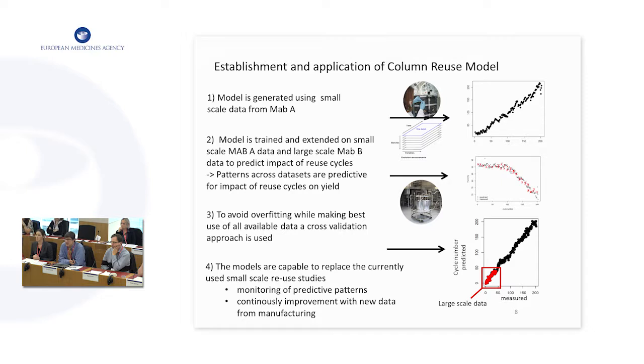I think the challenge that we have here, this is still a limited data set, so we want to perform here a cross-validation approach. So that means I think we can avoid overfitting here, but we want to make best use of all the data we have. So the data of MAP-B, that's what we want to predict. They are also used to train the model, but we apply a cross-validation approach. And I think we are probably in good shape that the models are capable to replace the current small-scale reuse studies and that we can kind of overcome the studies.